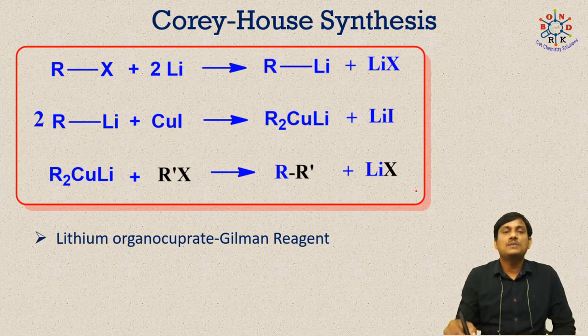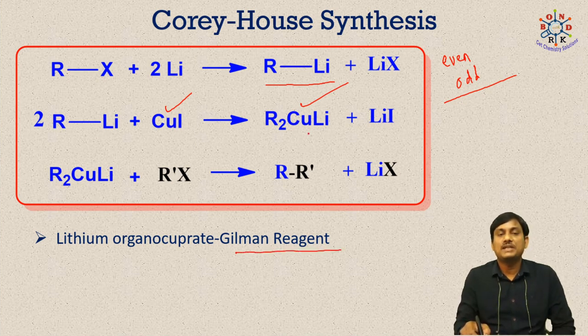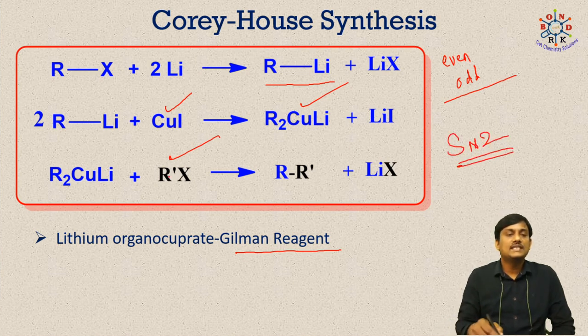Kolbe synthesis, this one is very, very important for the preparation of all types of alkanes. You can prepare alkanes with even number of carbons, odd number of carbons, and also you can prepare symmetric, non-symmetric alkanes. The synthesis involves, first there is a reaction between alkyl halide and lithium. There is a formation of organometallic compound alkyl lithium. In second step, two moles of alkyl lithium react with cuprous iodide and there is a formation of organometallic compound R2CuLi. This one is called as Gilman reagent. It's a lithium organocuprate. The lithium organocuprate which is formed in second step reacts with the alkyl halide. Here a SN2 type of reaction takes place and there is a formation of alkane R-R'.